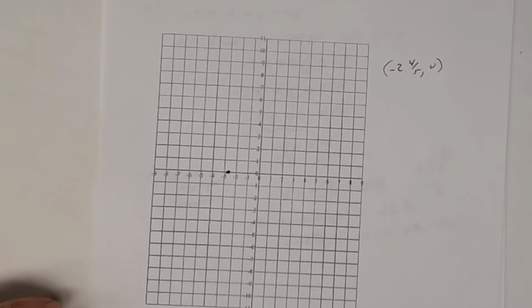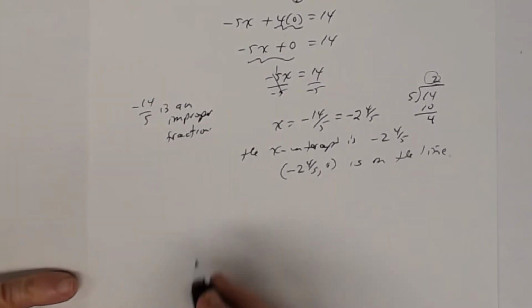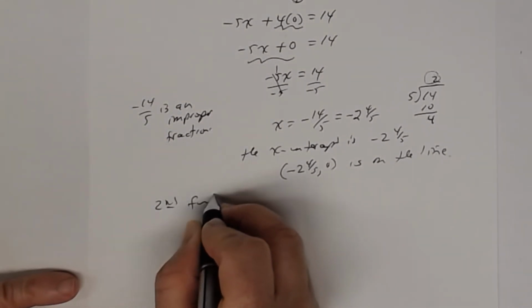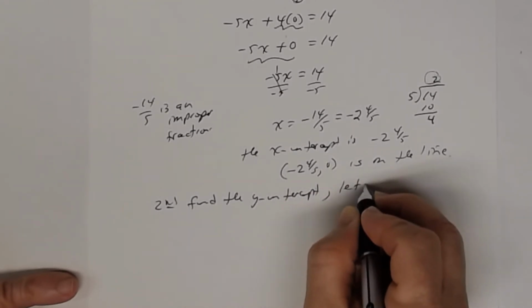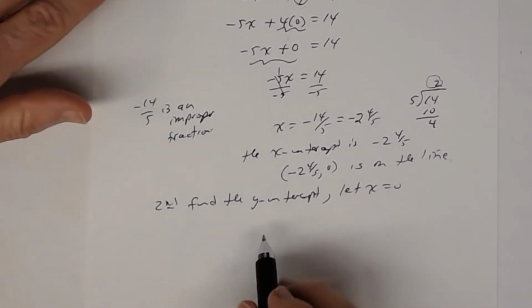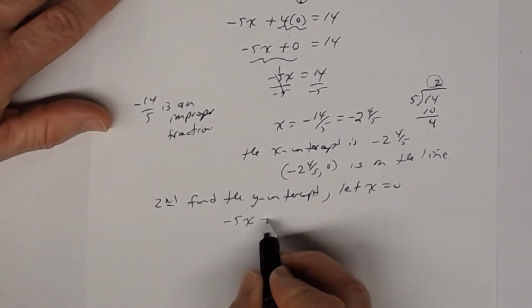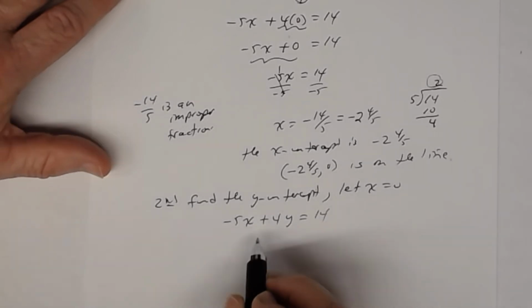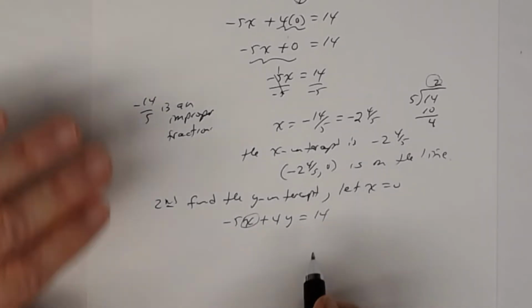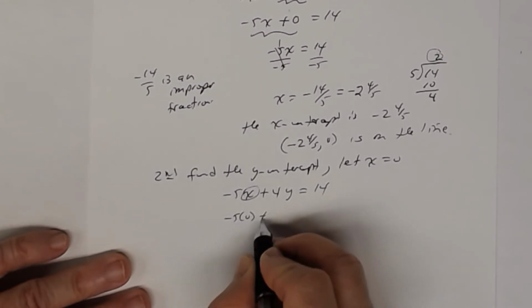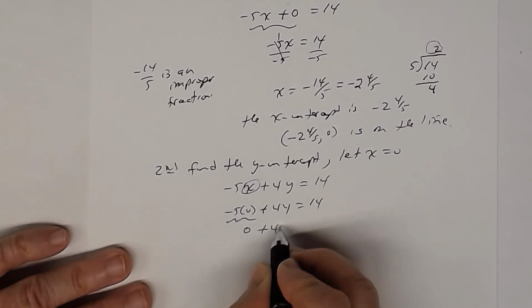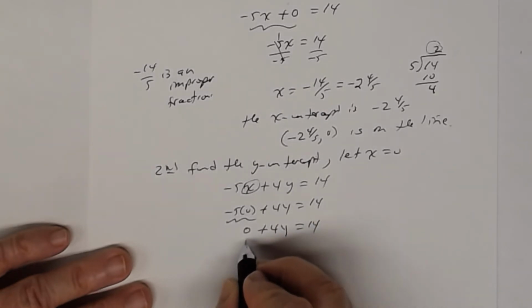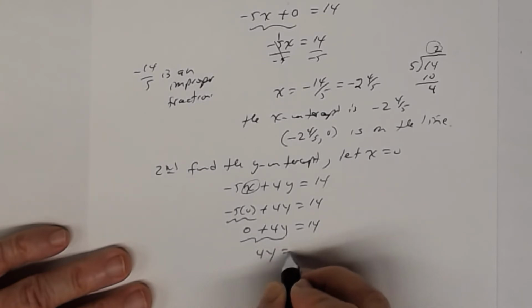All right, now let's go ahead and find the y-intercept this time. So second, we're going to find the y-intercept. And to find the y-intercept, you're going to let x equal 0. So I'm going back to my equation, and wherever I saw the variable x, I'm going to substitute 0. So I get negative 5 times 0 plus 4y equal 14. Negative 5 times 0 is 0, so I get 0 plus 4y equal 14. Now 0 plus 4y is 4y, right? Equal 14.